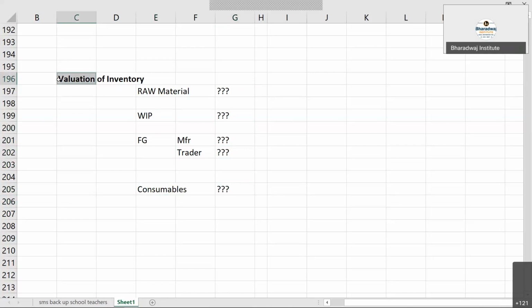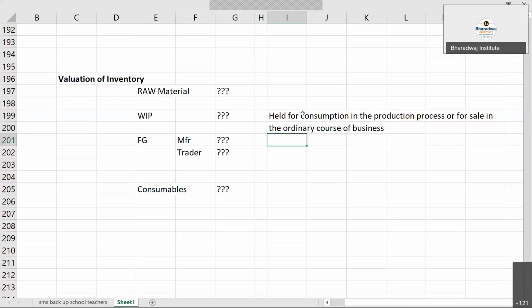So what is inventory? This includes those items which are held for consumption in the production process or for sale in the ordinary course of business. So this is the thing. Okay. So we are going to talk about valuation of inventory. So how to value raw material?